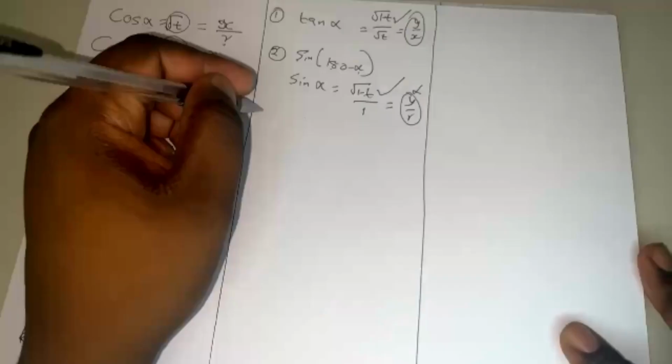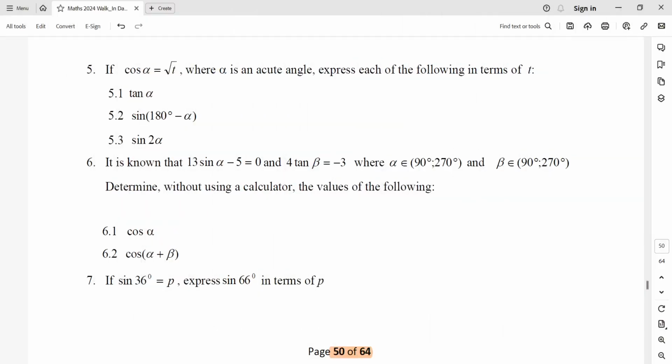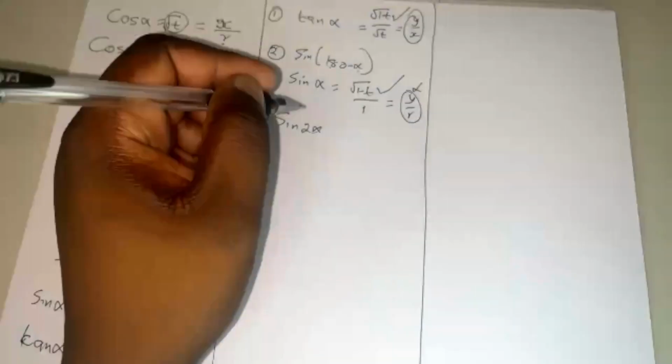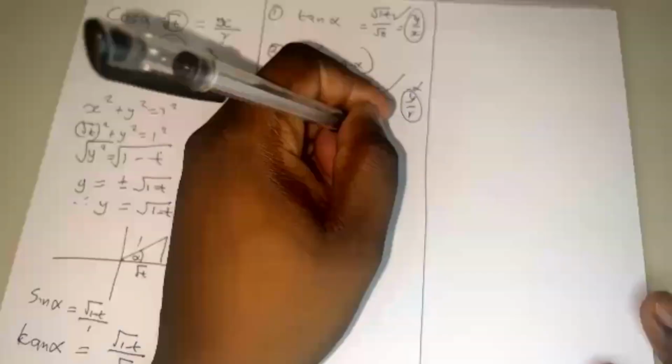The next one, which is sine 2 alpha. Sine 2 alpha is a double angle. So for a double angle, we look at the formula sheet to see what it looks like. It looks like 2 multiplied by sine alpha multiplied by cos alpha.